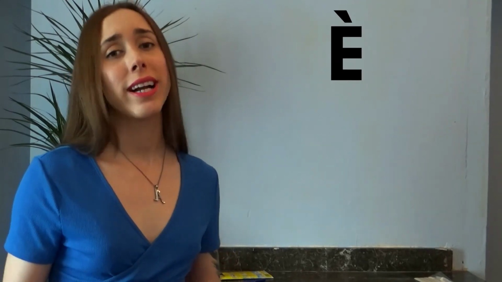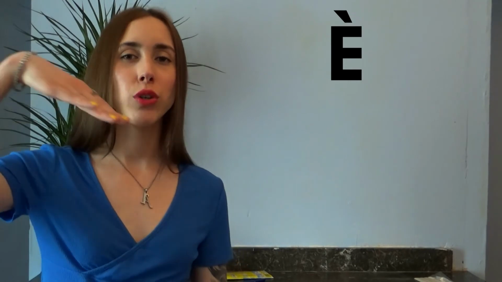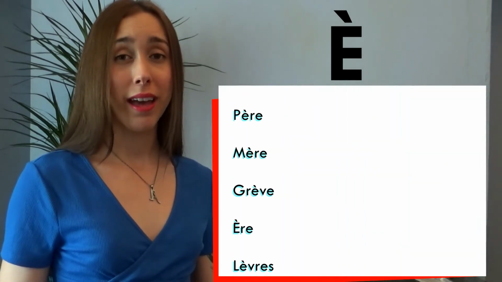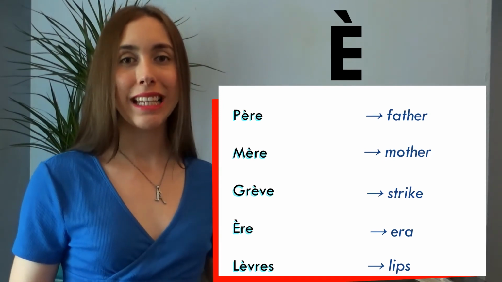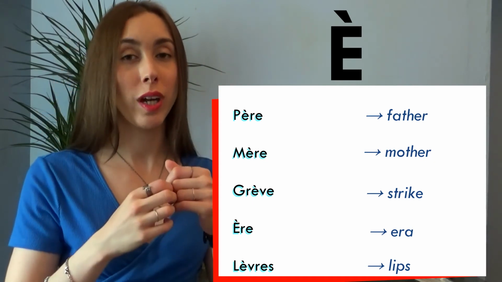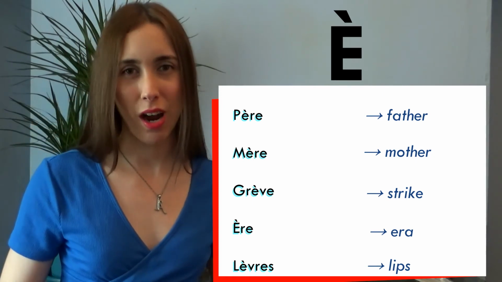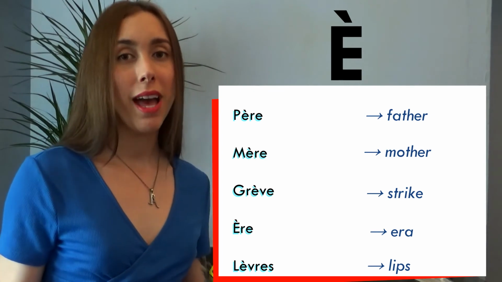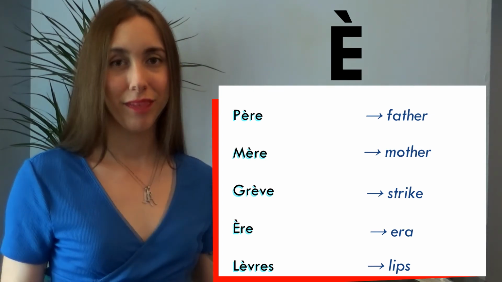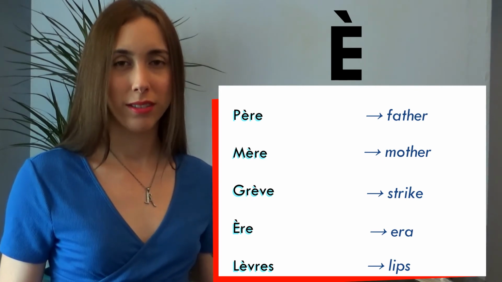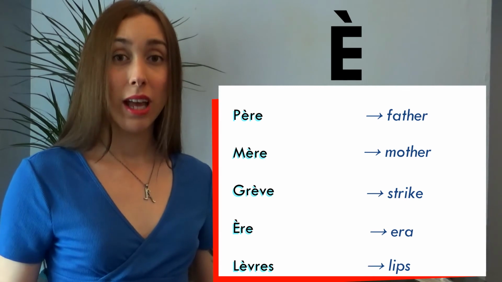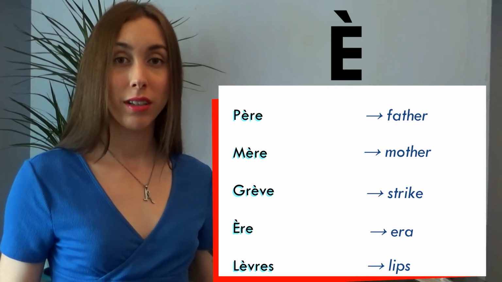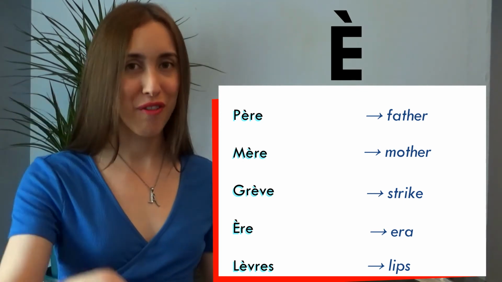And then we have E accent grave. So remember, it's something that goes down and you're going to hear it when I pronounce it for sure. Let's see that. Père. Can you hear the sound? So we had E accent aigu with électricité, and now we have E accent grave with père. Père is going down. Mère. Grève. Air. Lèvres. It's going down.